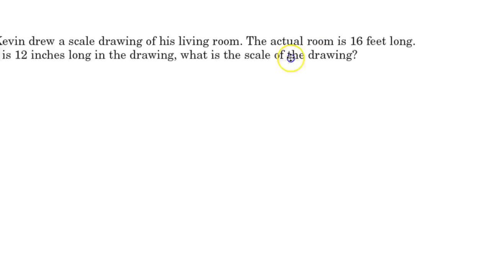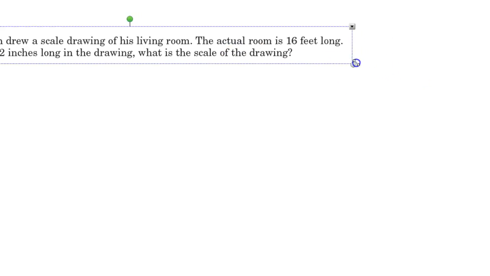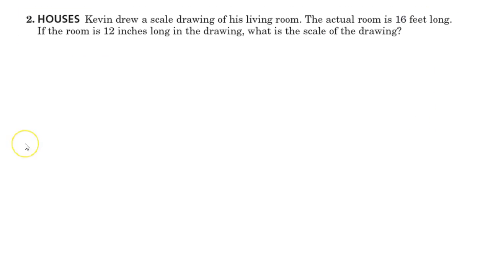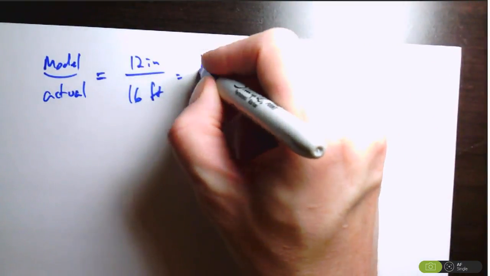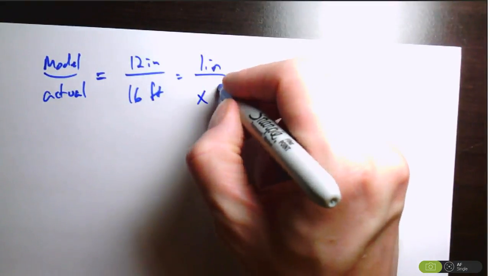All right, next example. Kevin is drawing a scale drawing of his living room. The actual room is 16 feet long. If the room is 12 inches long in the drawing, what is the scale of the drawing? Okay. So again, model to actual. The model is actually 12 inches long. The real is actually 16 feet long. So this becomes, again, 1 inch to how many feet?